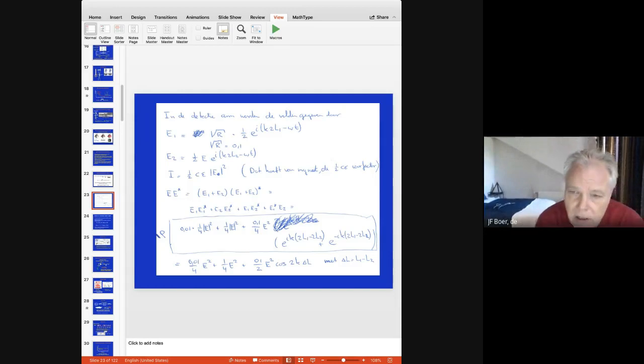I have written down the answer for E field 1, E1, and you can see that it's proportional, that it's equal to the square root of the reflectivity times a half times e to the power i[k2 times L1 minus omega t]. Is there a question about this answer?